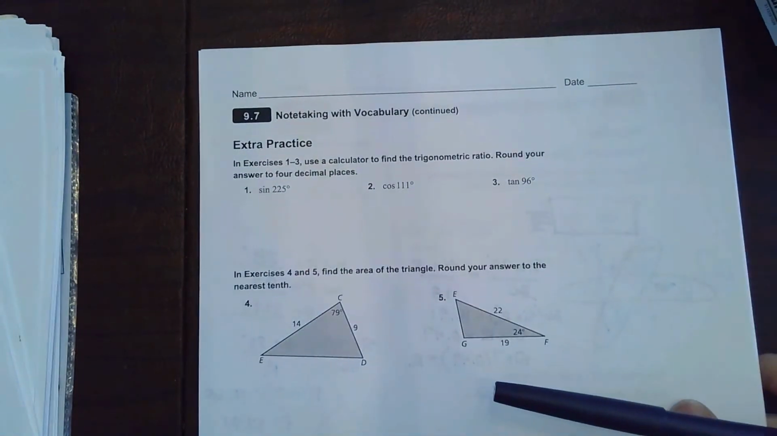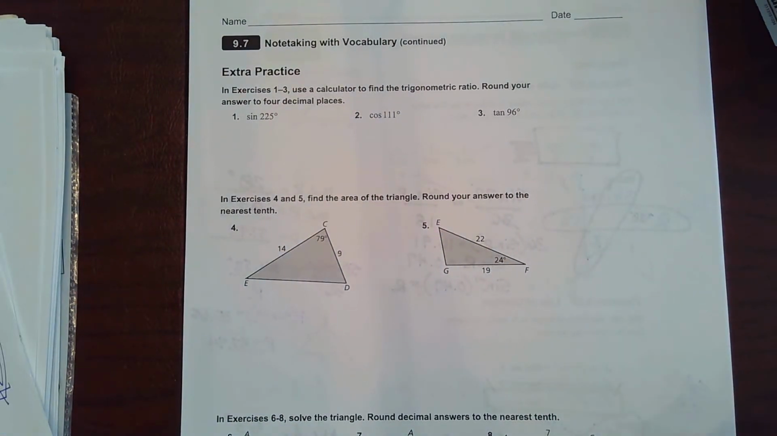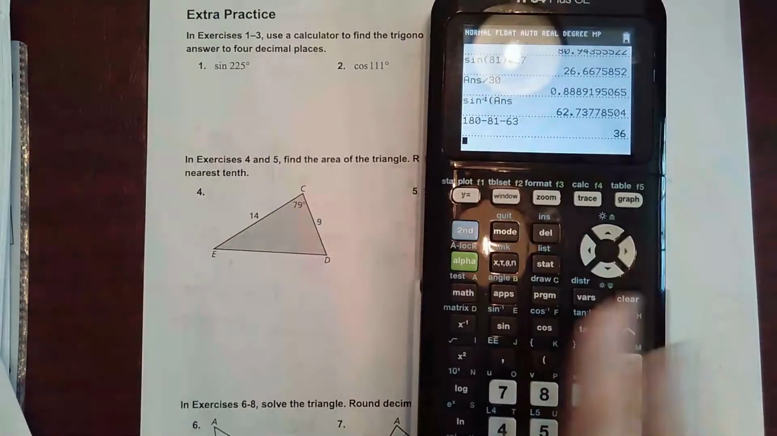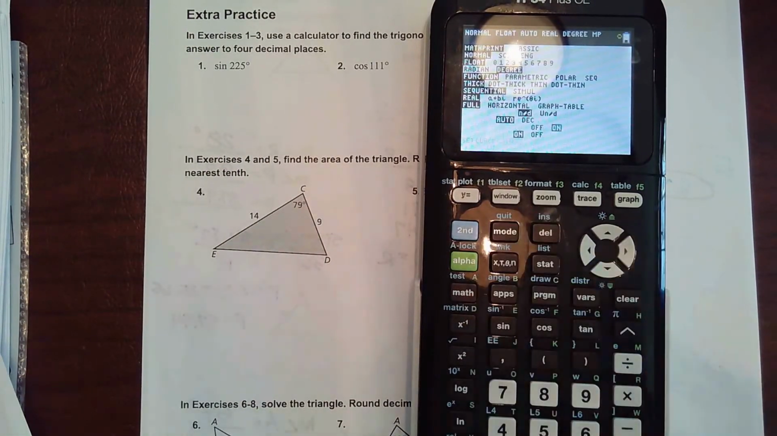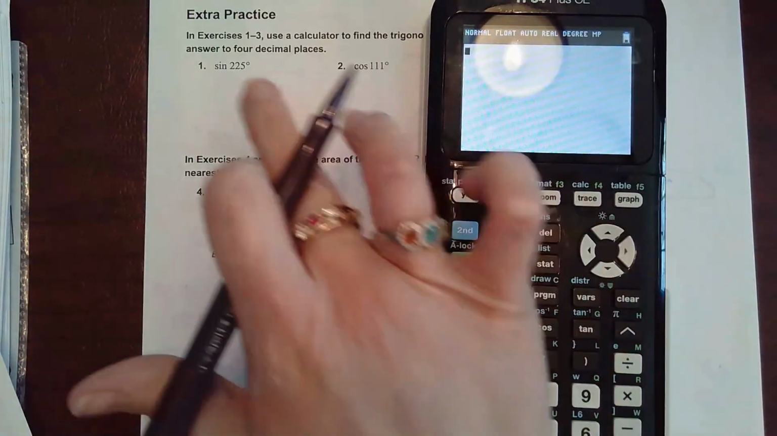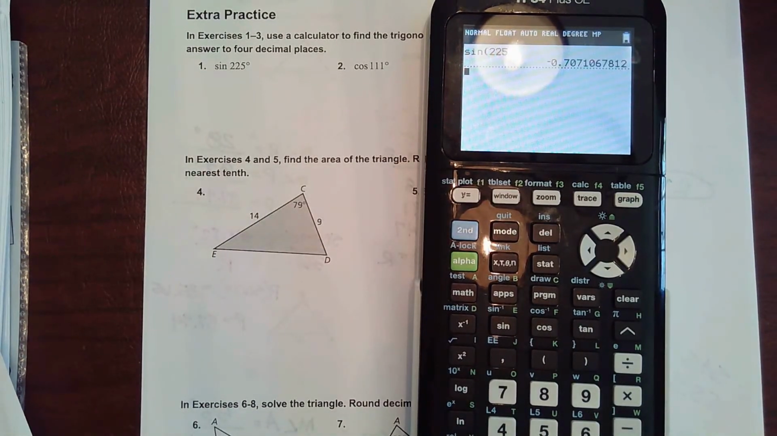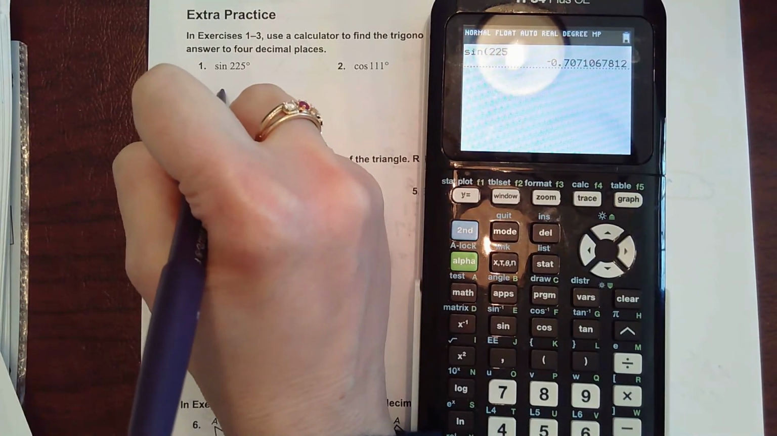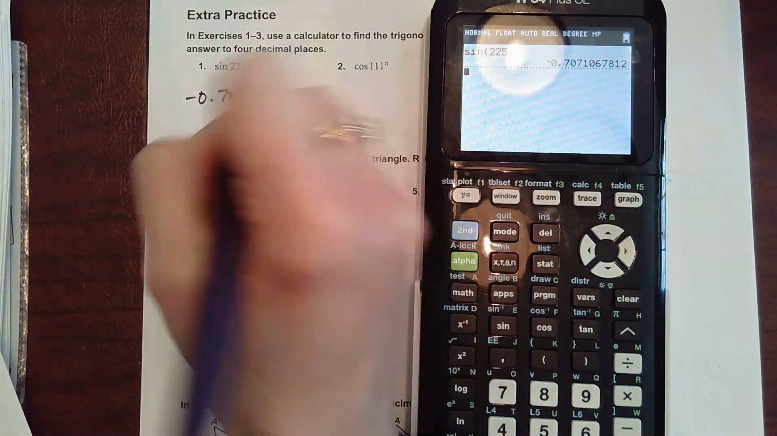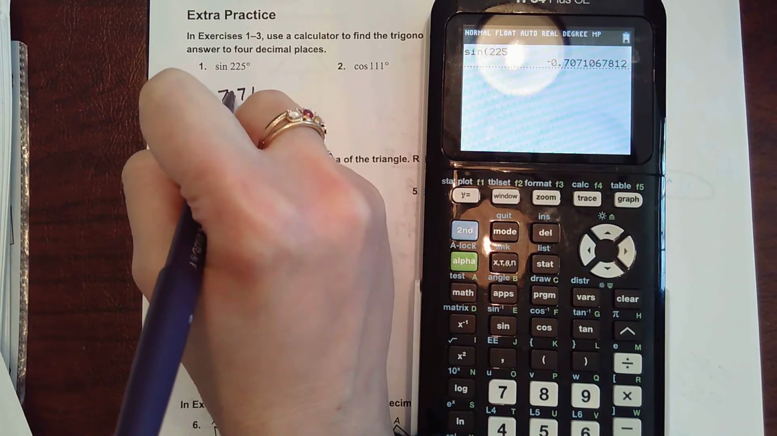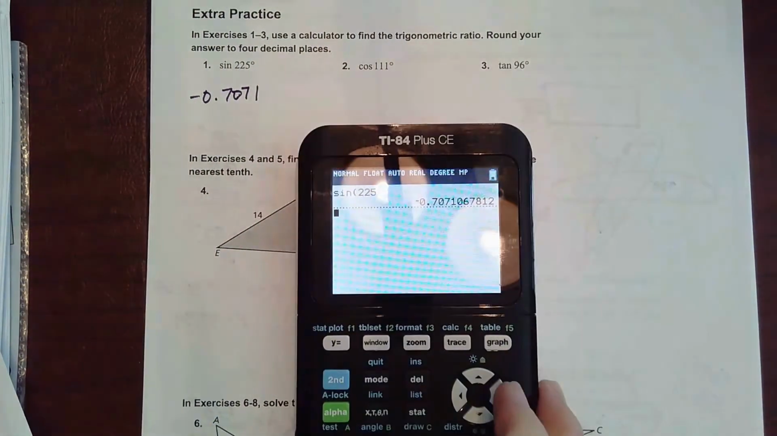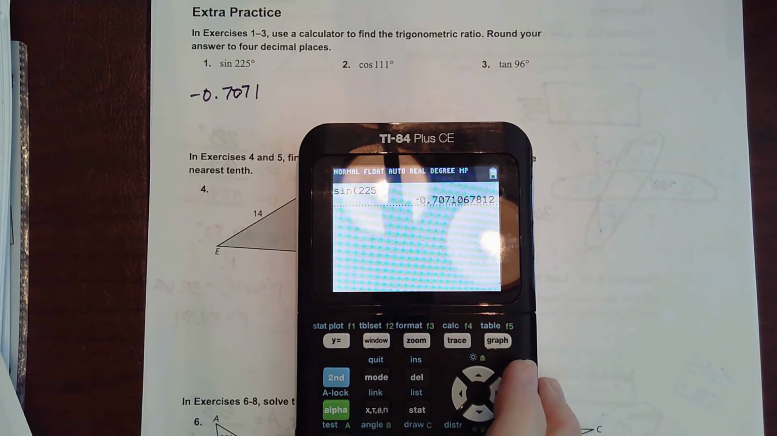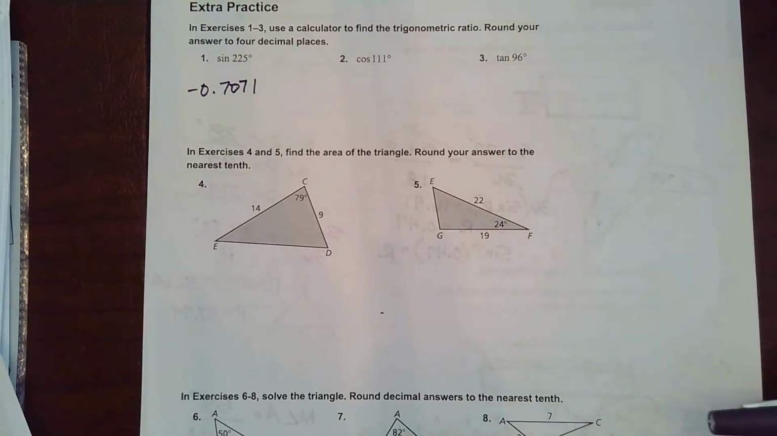All right. A lot of this is pretty straightforward. In the first ones, they're just asking you to use your calculator to find the trig ratio. In other words, can you put this in your calculator? Make sure you're in degree mode. So what I'm asking you to do here is sine of 225. You would get that answer. They're literally just asking you to plug this into your calculator. And it says to 4 decimal places, so we'll round to 4 decimal places. I'm not going to bother going over 2 and 3. You can go ahead and do that on your own. But again, you're just plugging that into your calculator.